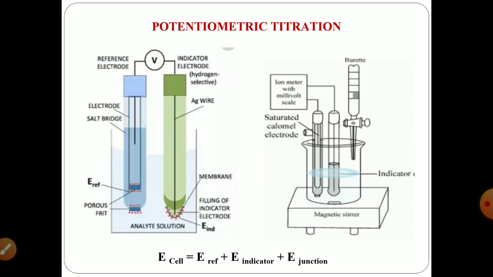So this EMF of a cell is given by the equation: EMF of cell is equal to EMF of reference electrode plus EMF of indicator plus EMF of the junction formed between acid and base. So EMF of reference, EMF of indicator and EMF of junction altogether contribute in the calculation of EMF of that cell, and this is nothing but your potentiometric titration for the measurement of dissociation constant.